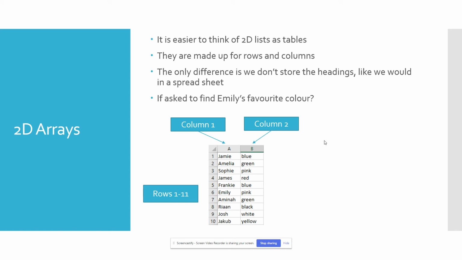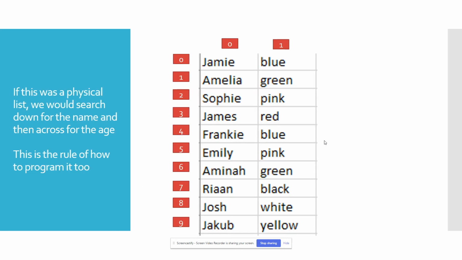So with 2D lists, very similar, but the way you need to think of it is more like a table. So it's made up of rows and columns, and the only difference is we don't store the headings like you would in a spreadsheet. So if I ask you to find Emily's favourite colour looking directly at this list, what would you do? Well, ideally, what you would do is first look down the row to find Emily, and then you would look across the column to find pink. So always remember, and this is the same when we're given the index positions, that we always look down first. So then if this was a physical list, again, we would look down and then we'd look across. And this is how the rules of programming work.